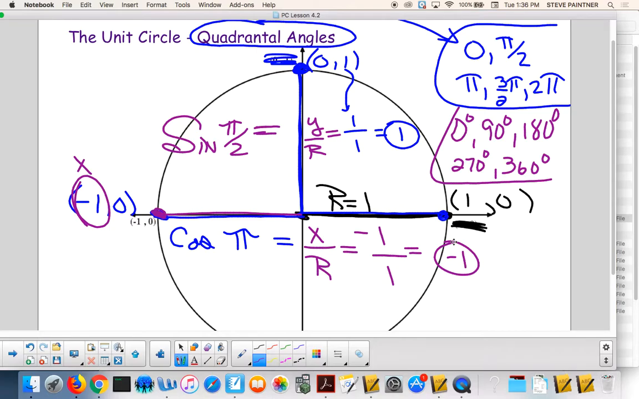So if you land on the xy axis, always use the unit circle, okay? Here's a quick one. Would you please do this one? Tangent of 3 pi over 2 equals. 3 pi over 2. What's tangent?